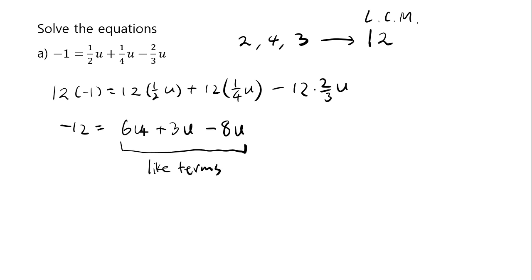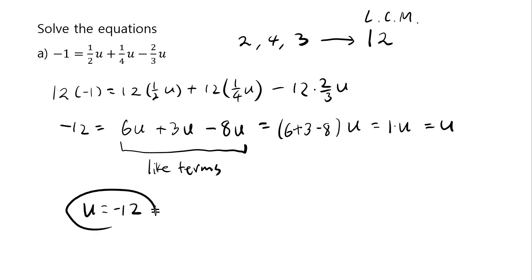These three terms here, we call like terms because they all have the structure of a number times u. Like terms can be combined together, or you can say that you can factor the u out. Since u is common, you can factor it out and make it 6 plus 3 minus 8, which is 9 minus 8, which is 1, so it's 1u. So 6u, 3u minus 8u can be combined because they are like terms, and you just get u. And because -12 is equal to u, the answer is u equals -12.